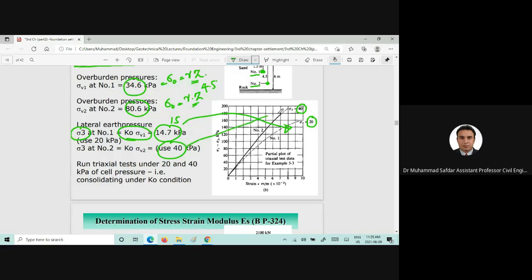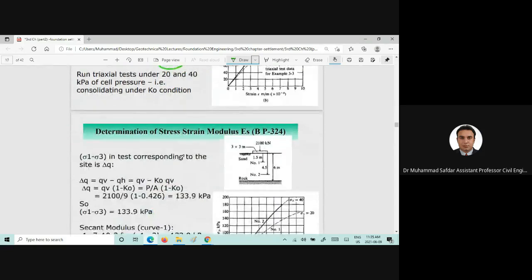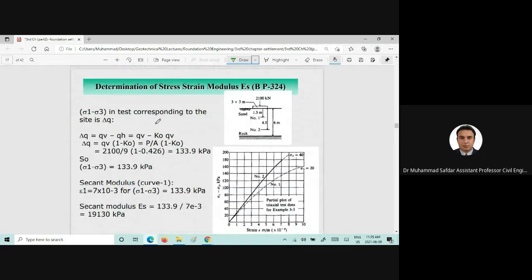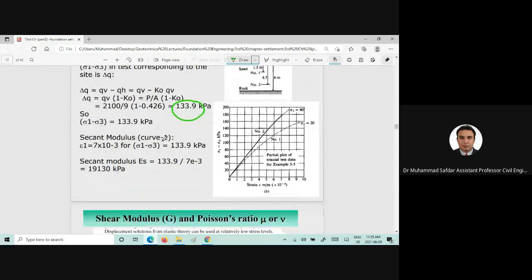Now we can also take 40 kilopascal for the soil specimen taken from the depth of number 2 point, which is Z equal to 4.5 meter. Once we collect that, we will find out the delta Q, which would be the deviator stress at failure, and we can estimate the modulus of elasticity, or we can also calculate the secant modulus.